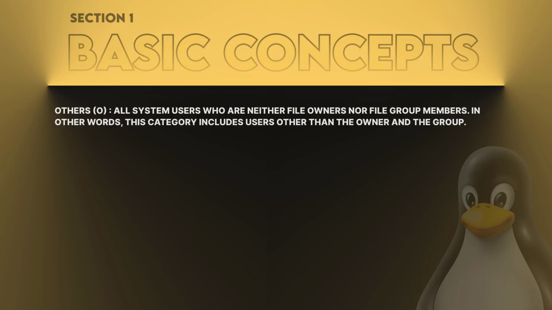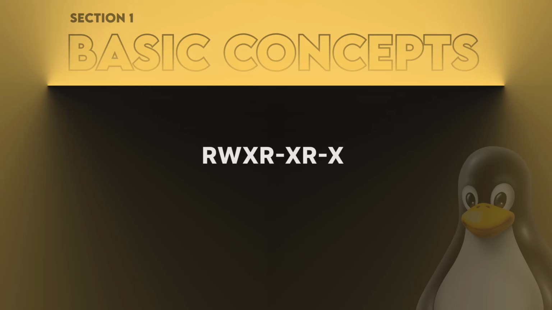And the others category is all system users who are neither file owners nor file group members. In other words, this category includes users other than the owner and the group. Permissions are represented in symbolic notation, something like this. Let me explain that a little bit. The rwx means that the owner has the rights to read the file, write on the file, and execute the file. Group has the rights to read as well as to execute, and others have only read and execute permission only.